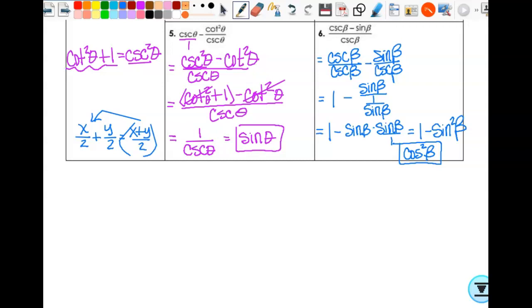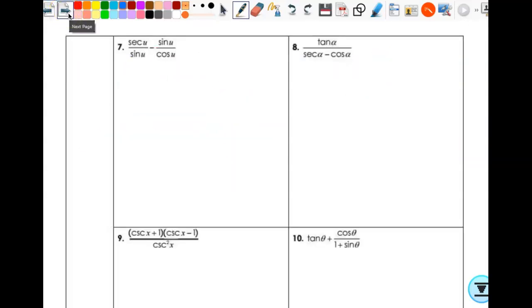Alrighty. Let's look at number 7. So number 7, I have 2 fractions. I would like to put them together into 1 fraction. And the easiest way to get a common denominator is just to multiply the 2 denominators together. So my denominator is going to be sine u times cosine u. Which means I take that first fraction here, and it has to be multiplied by cosine over cosine. So this will give me secant u times cosine u minus, and then the second fraction has to be multiplied by sine over sine. So that will give me sine squared u there.